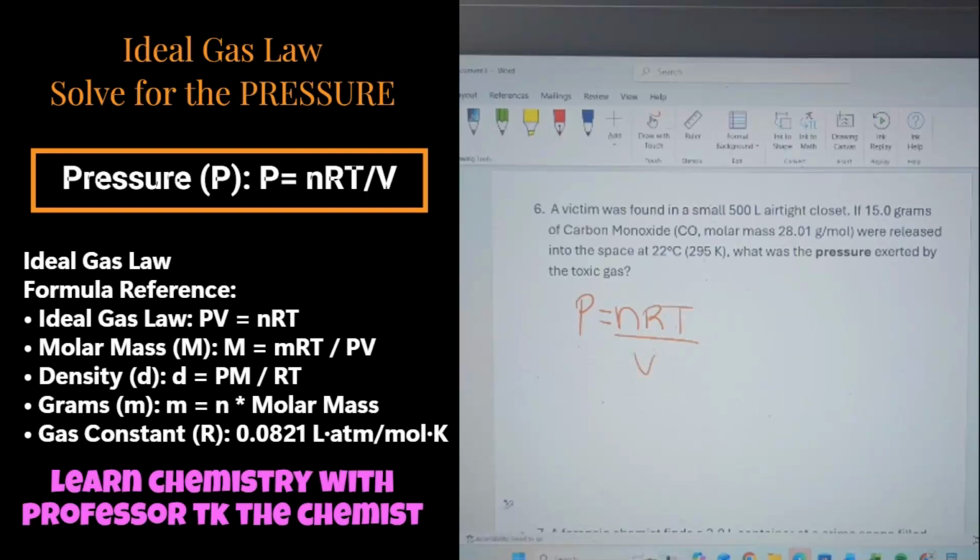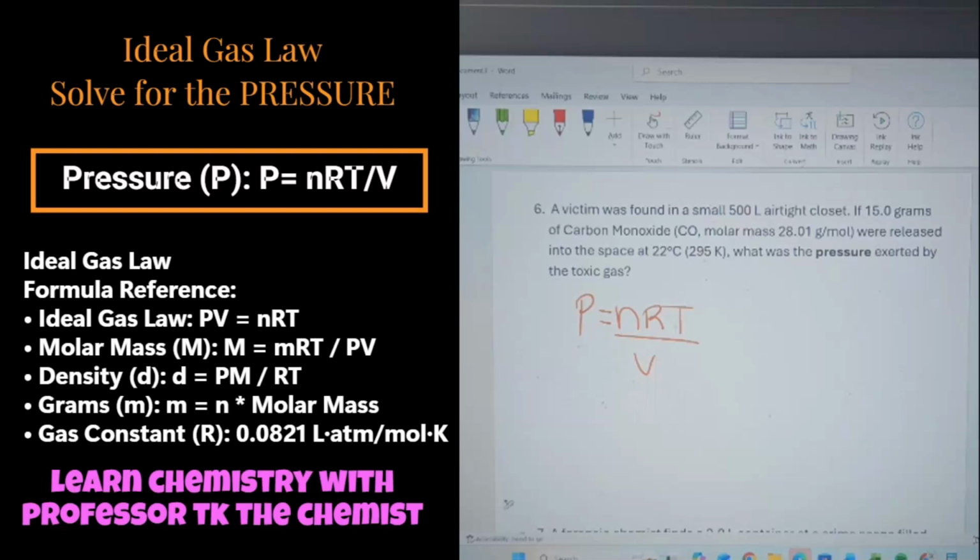All right, so let's go ahead and look at this problem now. A victim was found in a small 500-liter airtight closet. If 15.0 grams of carbon monoxide were released into the space at 295 Kelvin, what was the pressure exerted by the toxic gas? Carbon monoxide is very toxic.